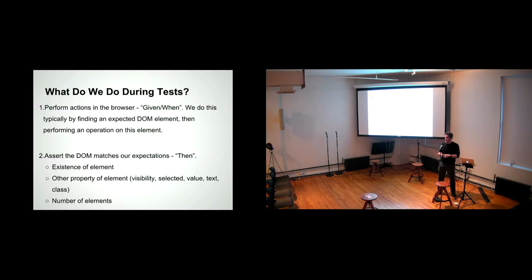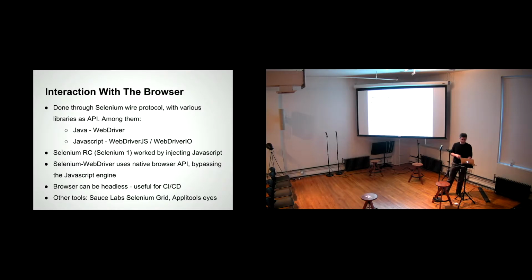It can be an existing element, whether it exists or it doesn't exist. It can be some attribute of the element, text, visibility, is it visible or not. It can be the number of elements that you see, things like that, right? So far, we are all on the same page, right?